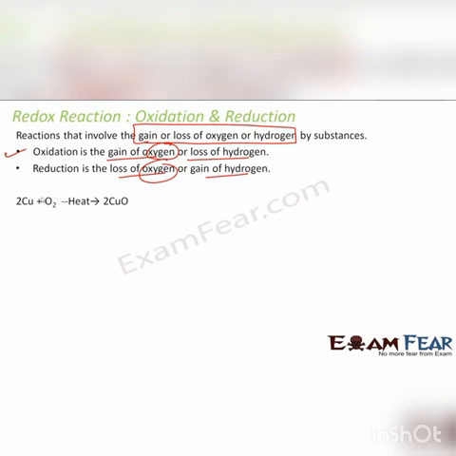For example, if you have copper and oxygen, and you heat this copper in the presence of oxygen, it becomes CuO. In this case, the copper is gaining oxygen. So you can say that copper is oxidized.